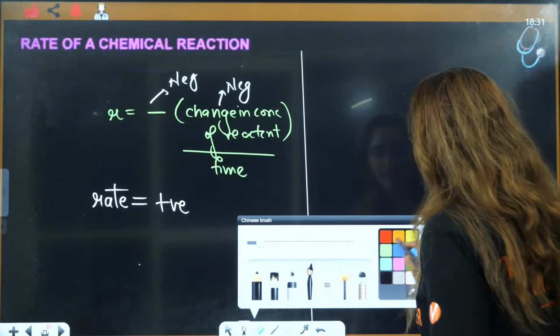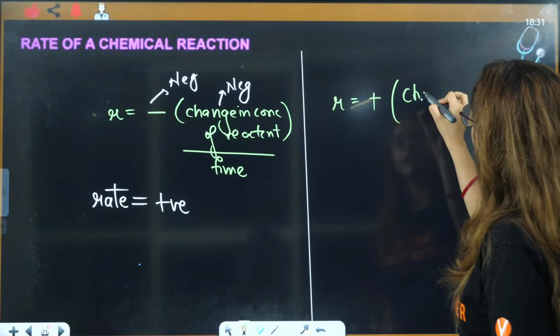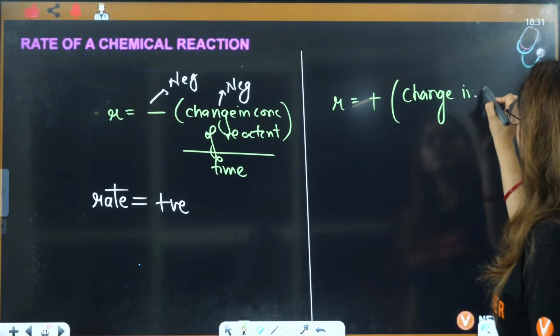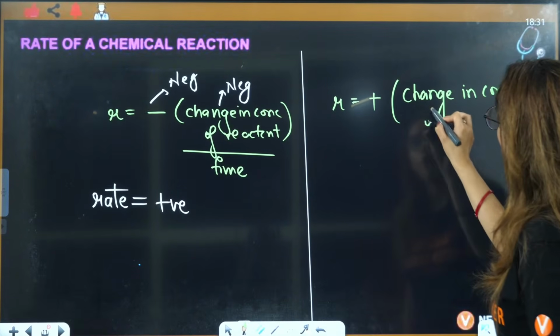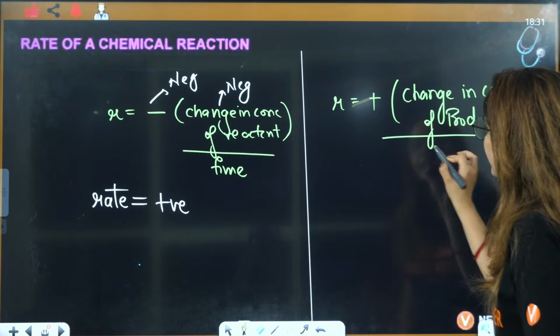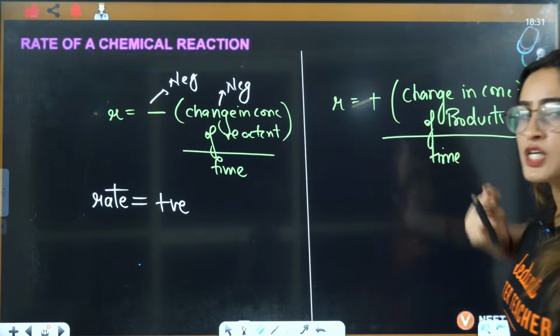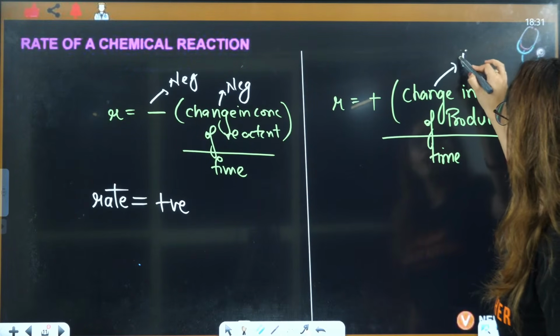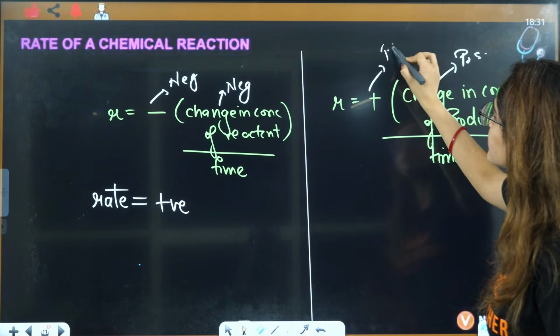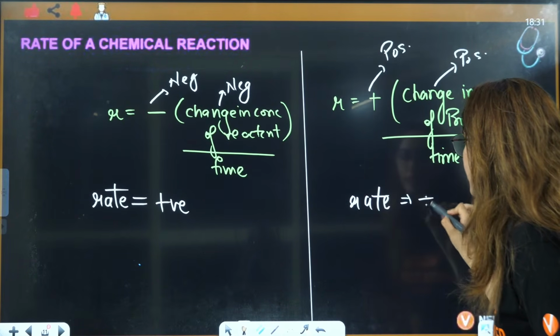Similarly, in this case, you have rate is equal to change in concentration of products divided by time. If I say this is positive, this is also positive, that means the overall rate will be positive.